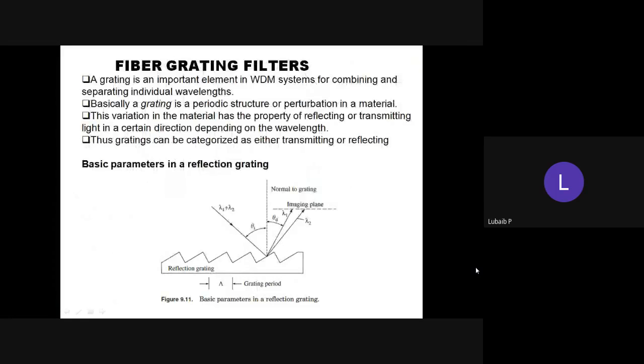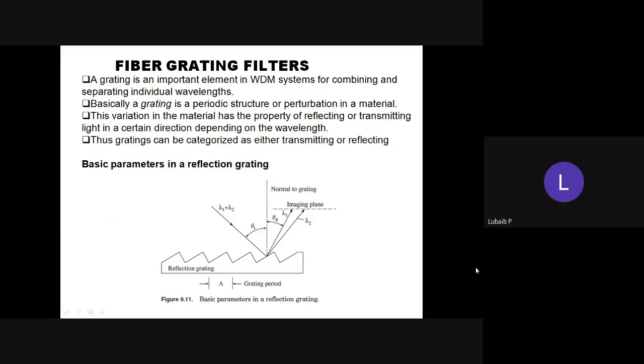Among the filters, an important one is the fiber grating filter. I think all of you know about the grating, the topic you studied in first year physics. A grating is an important element in a wavelength division multiplexing system for combining and separating the individual wavelengths.